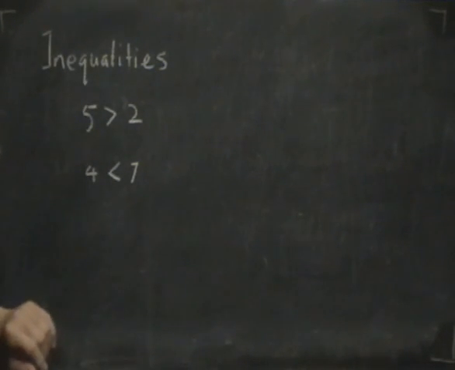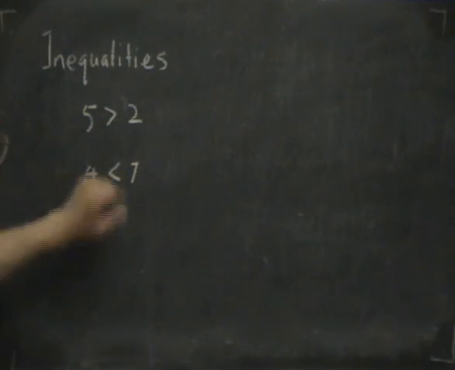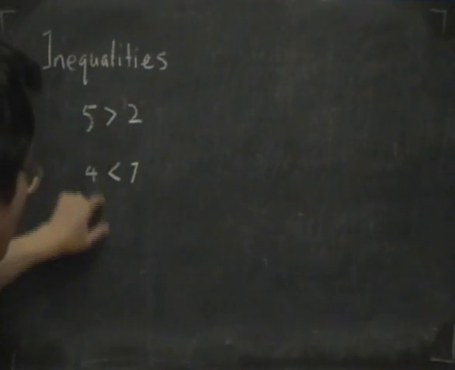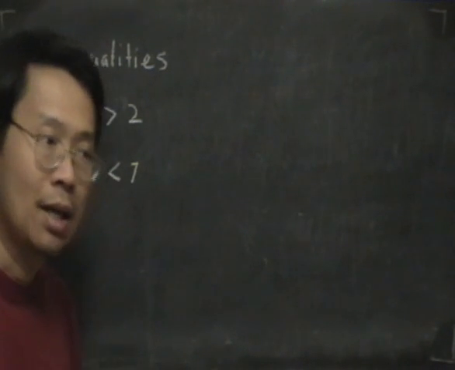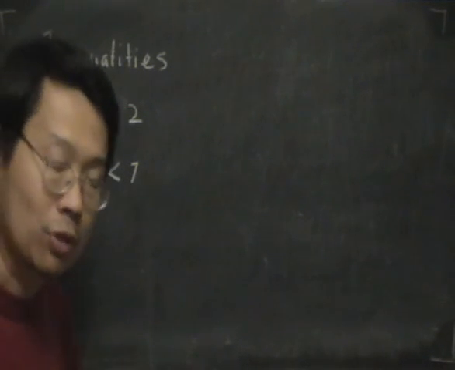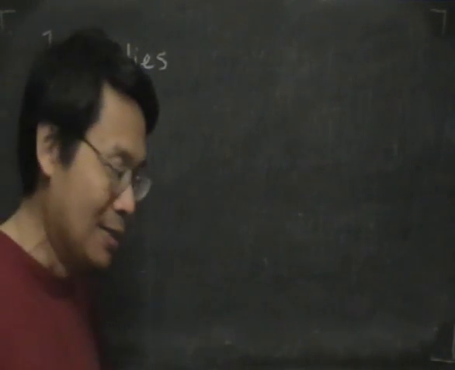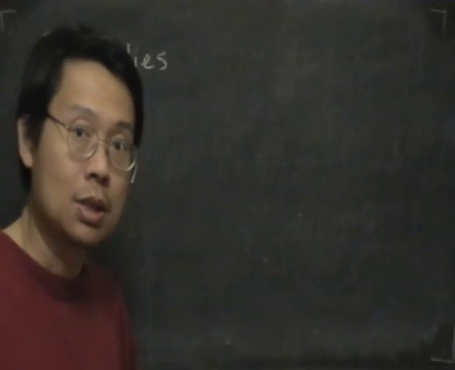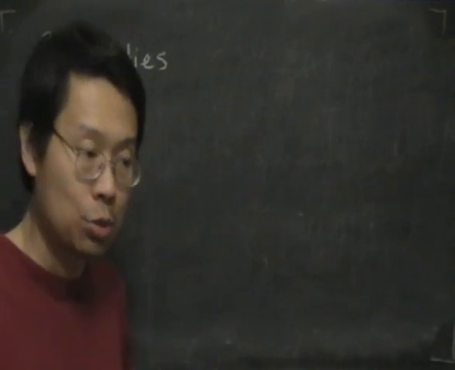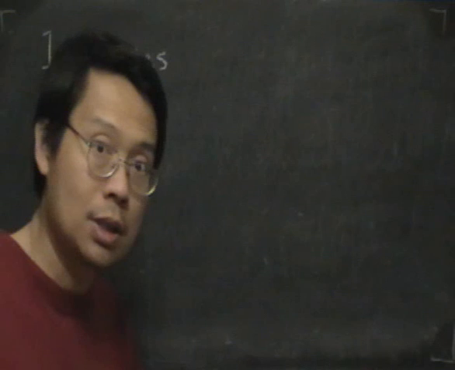So because of this, we say that 5 is greater than 2, 4 is less than 7. We think of this as a greater than sign and a less than sign, and we think of this as a type of inequality. Now what we are going to learn is how to deal with inequalities in algebra, how to do questions that involve inequalities and algebra.